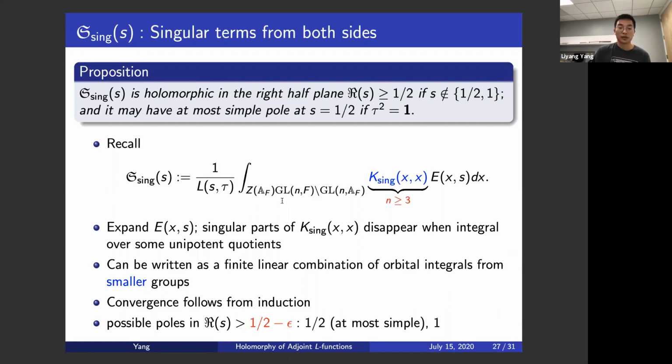So eventually we will get holomorphic continuation to some right half plane containing this region, so that we can use the functional equation. And we know the information about the poles. But technically, this region is too large for me.